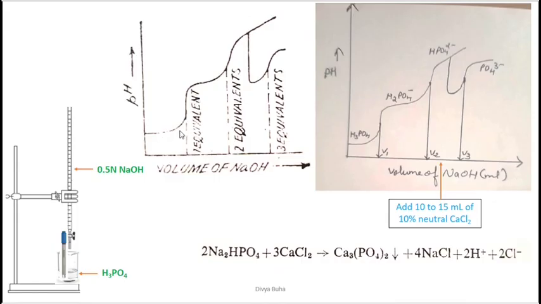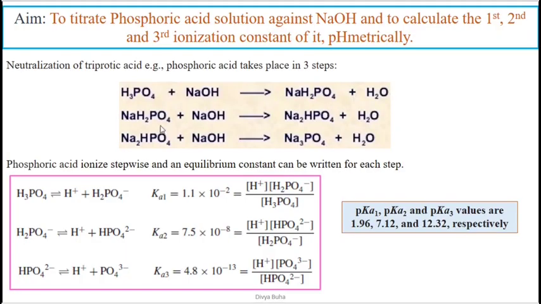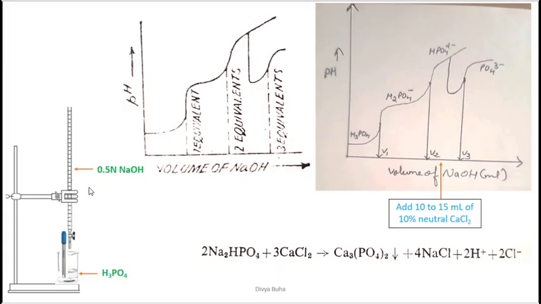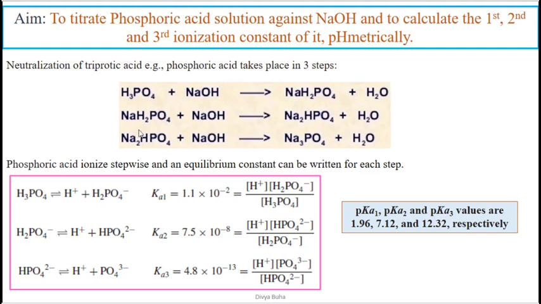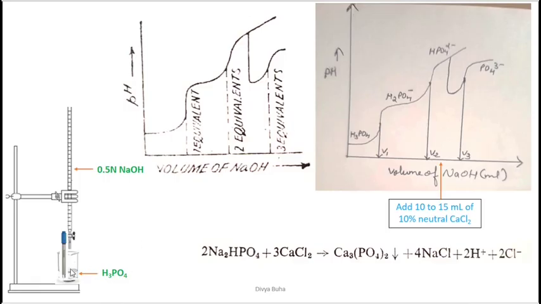Once all of the first protons have been titrated against NaOH, you will be getting the equivalence point. You will be getting a proper pH break. From here you can see that over here there is a proper pH break. The pH increases suddenly, and you will be getting the first equivalence point, when all of the first protons have been titrated against NaOH and you have obtained NaH2PO4 in your solution.